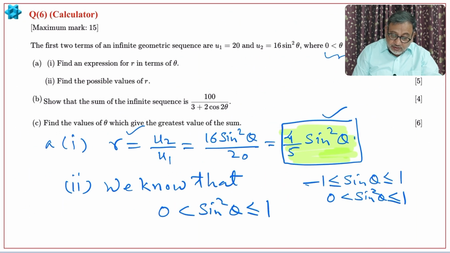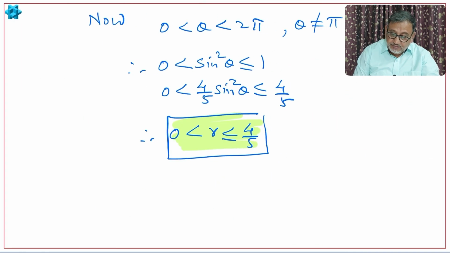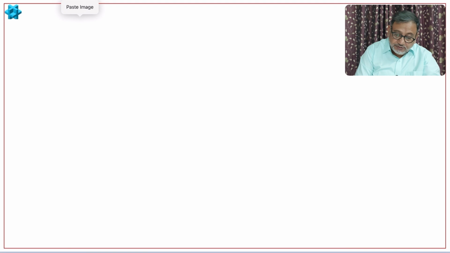Okay, B part. Now C part says, second part of A. Now B part says, let me copy it there. B part, show that the sum of the infinite sequence is this. Okay, I'll put it here.